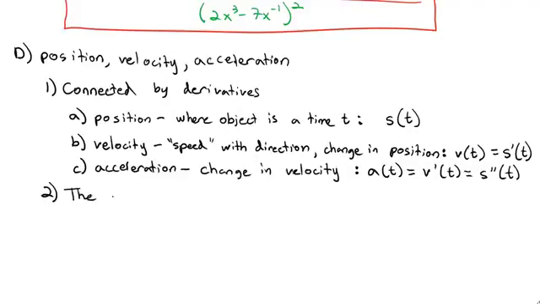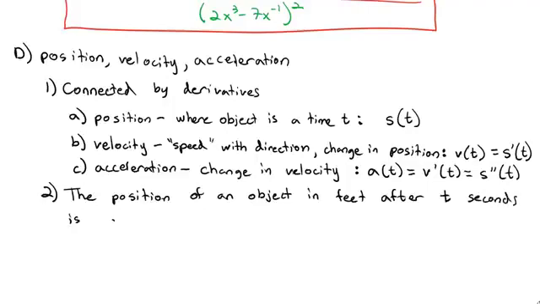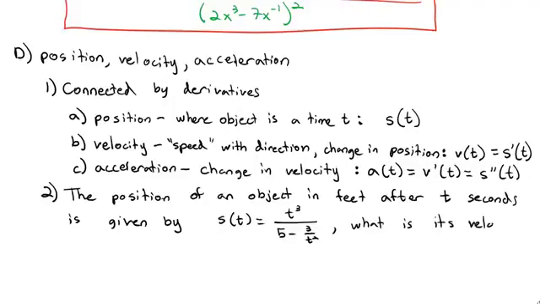So for example, if the position of an object in feet after t seconds is given by s of t is equal to t cubed divided by 5 minus 3 over t squared, what is its velocity and acceleration after 2 seconds?